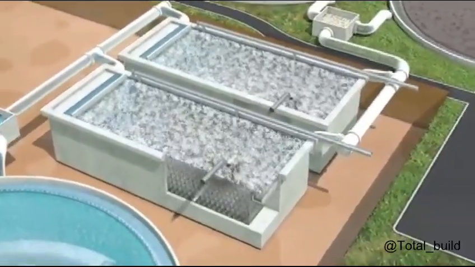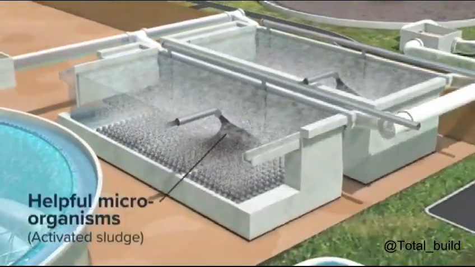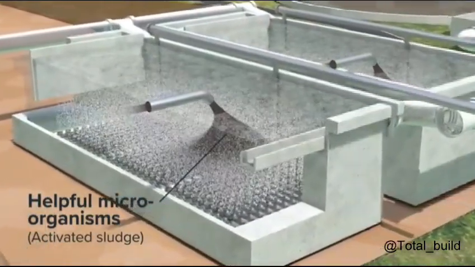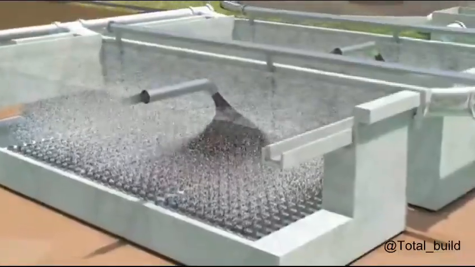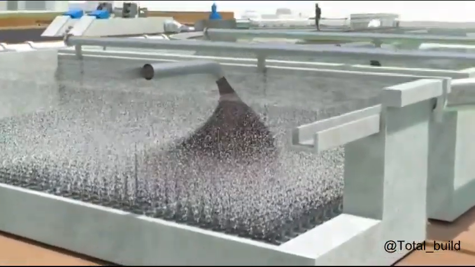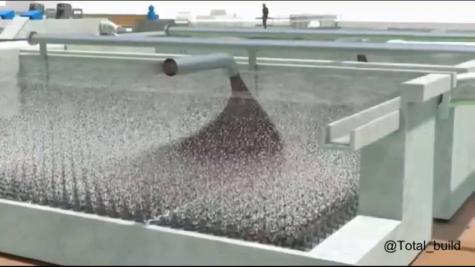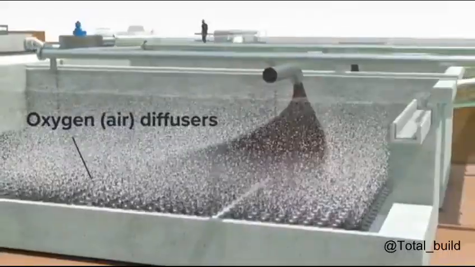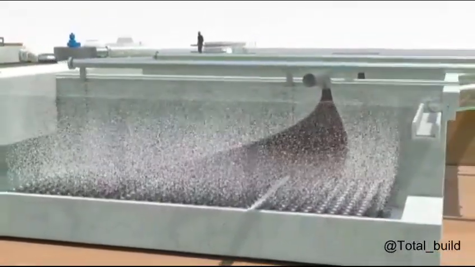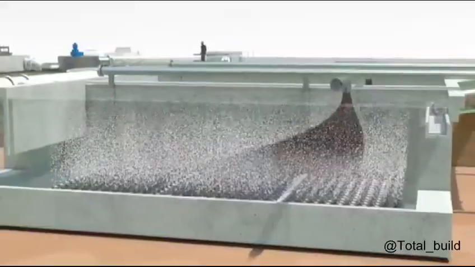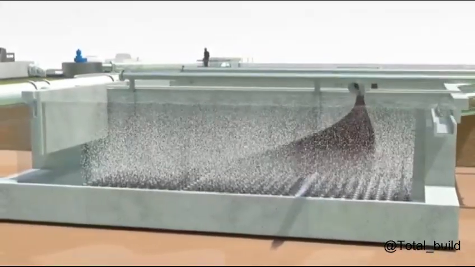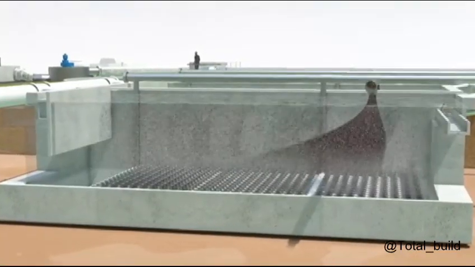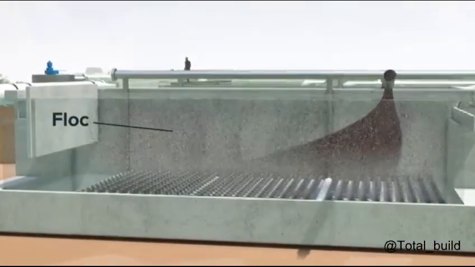In the aeration tank, helpful microorganisms are mixed in with wastewater. These are special bacteria and protozoa that consume biodegradable waste products such as human waste, food waste, soaps, and detergents. These helpful microorganisms also need oxygen to live, so air is vigorously pumped through the mixture.